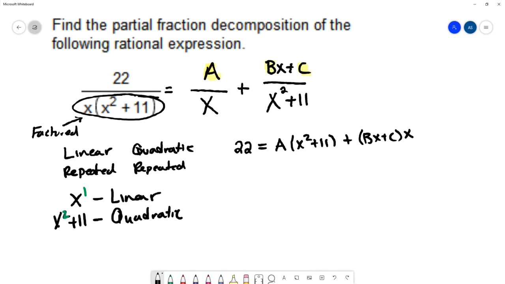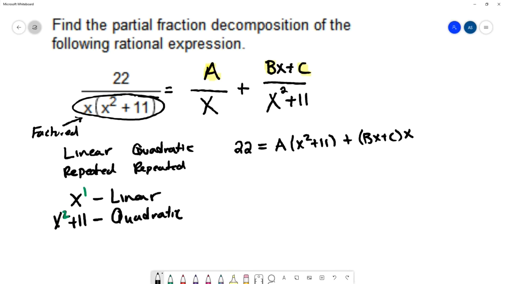Now, we have this equation, and we're going to use this equation to figure out the values of A, B, and C. There are several ways that you can go about finding the values of A, B, and C. Two of the strategies that we learned in class are equating the coefficients, and the other way is choosing strategic values of x.